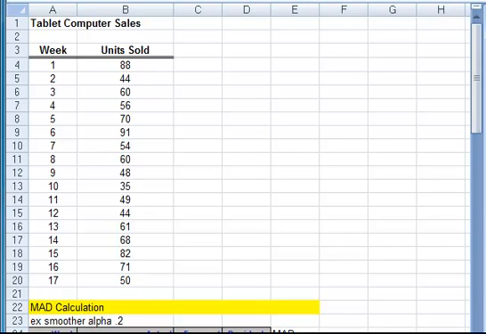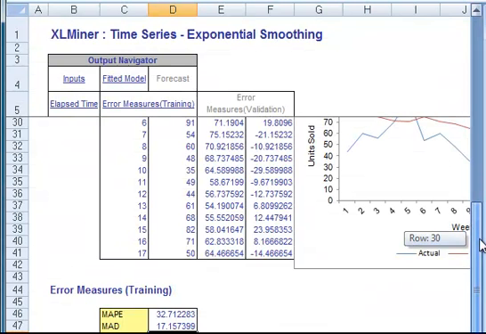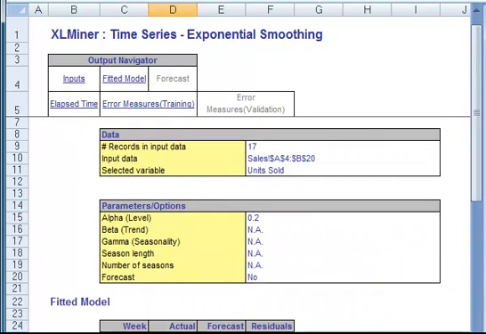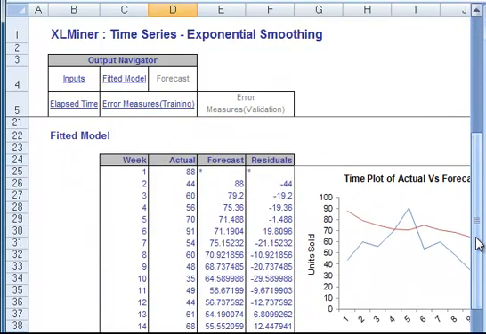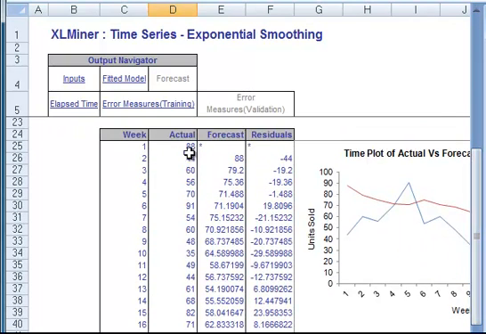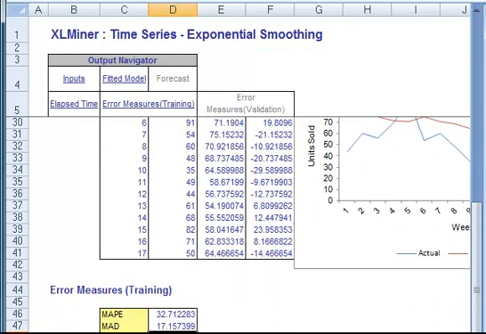So I went ahead and went to XLMiner, to smoothing, to exponential smoothing, and put in an alpha of 0.2, and I got this feedback here, as you can see. Number of records, there's my alpha of 0.2, and this is what it gave me for a fitted model. There you can see the weeks, the actual, the forecast, and the residuals, and a little plot. And then the question centered around some of these error metrics.